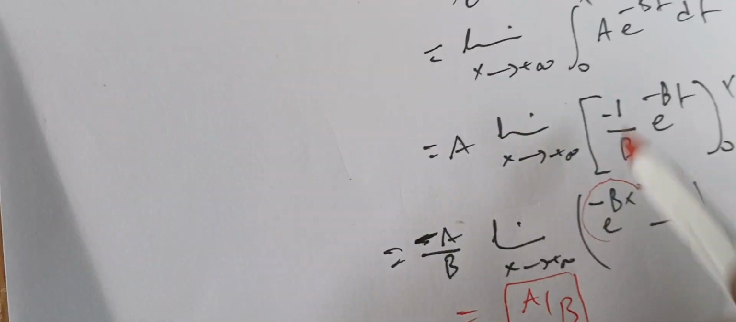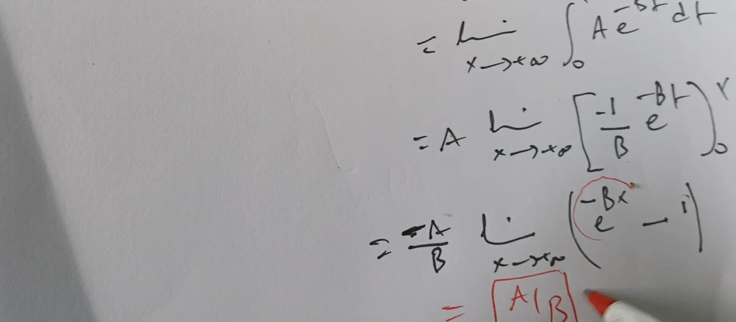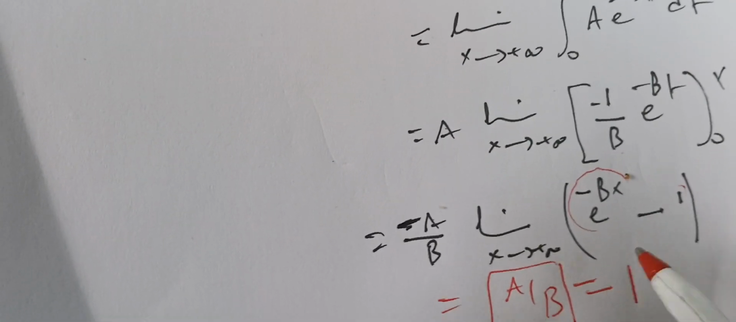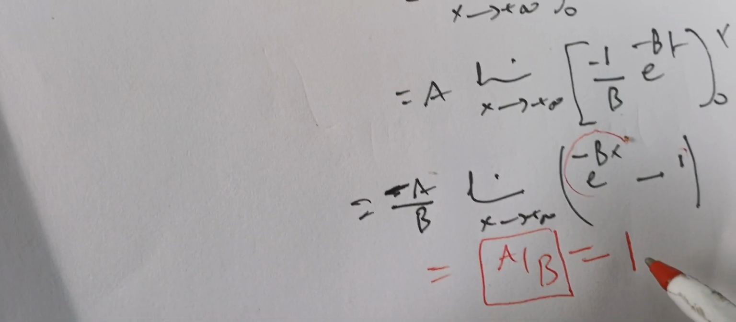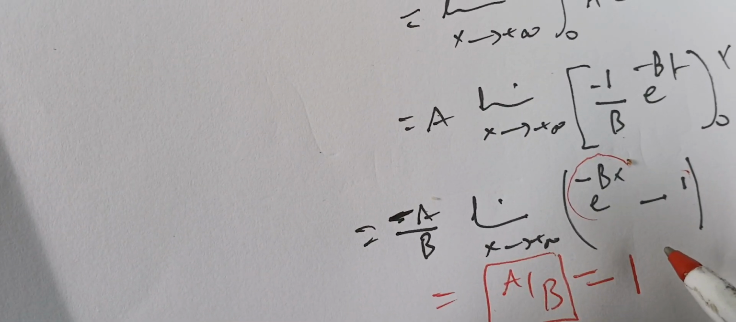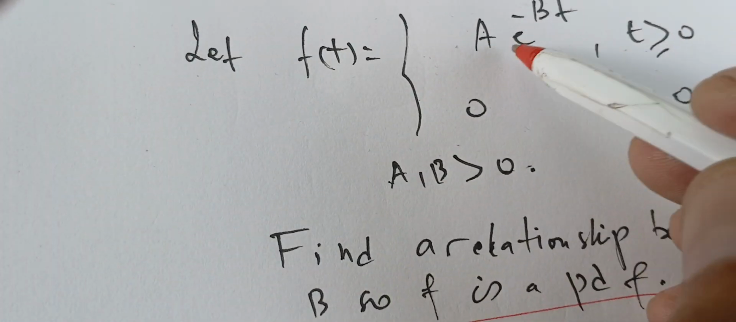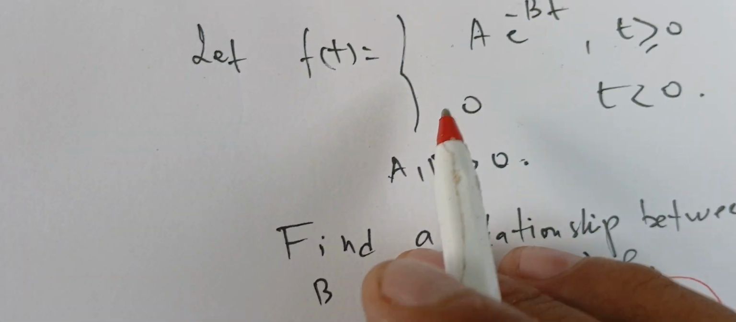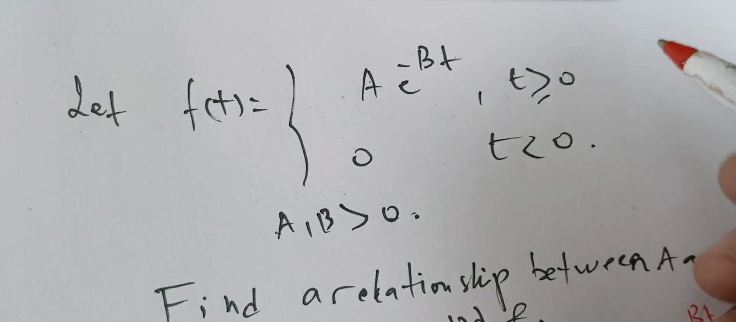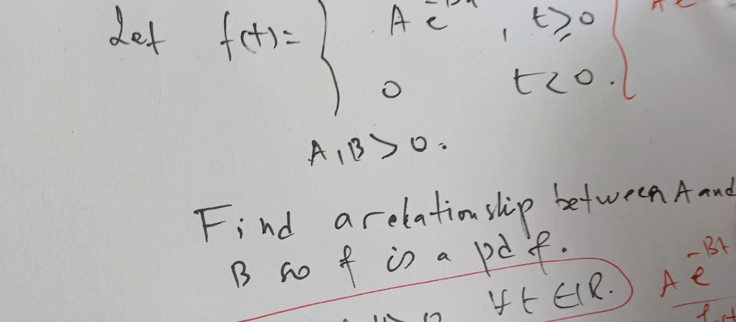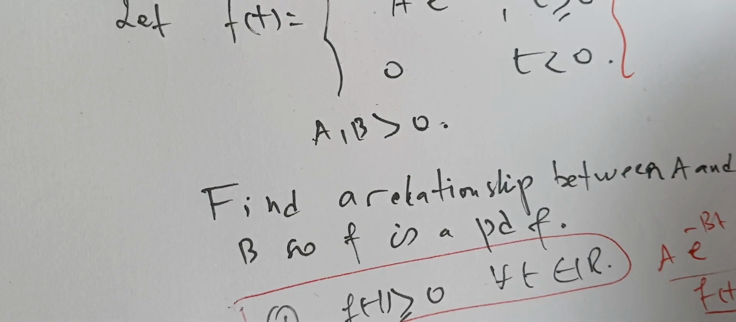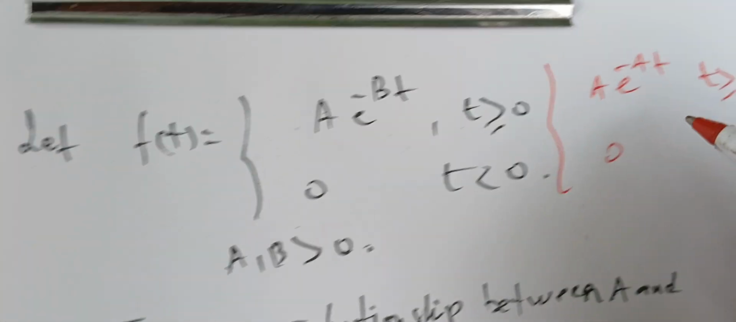And now this integral has to be 1, therefore a over b is 1. And therefore the relationship between a and b is that a is equal to b. Okay, so to have this one as a probability density function, we need to have a is equal to b. Therefore, we define this one to be a probability density function as a e to minus at, when t is bigger than 0 and 0 otherwise.